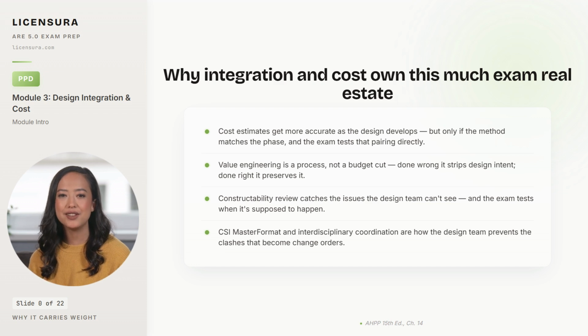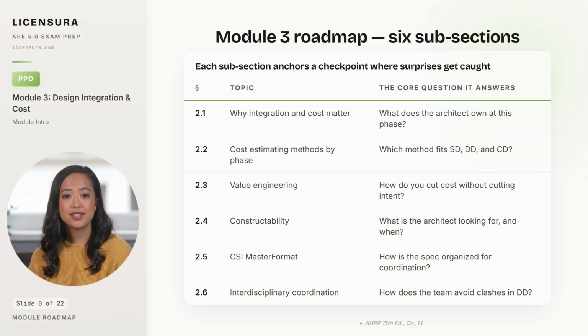Here are the 6 subsections in the order the module walks them. 2.1 defines the architect's role at the integration and cost phase. Coordinator of consultants, steward of the budget, owner's eyes on constructability. 2.2 pairs estimating method to phase. Square foot or parametric estimates at schematic, assemblies estimates at design development, and unit quantity takeoffs at construction documents.